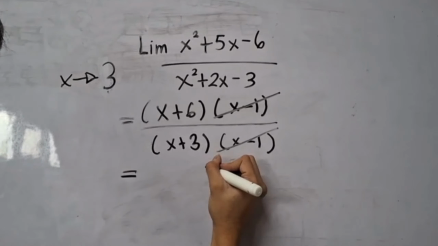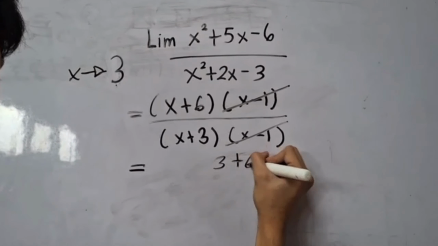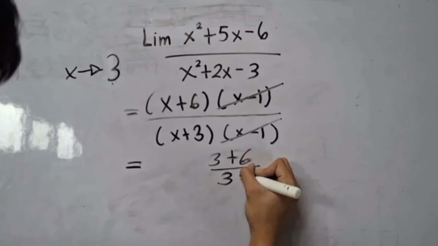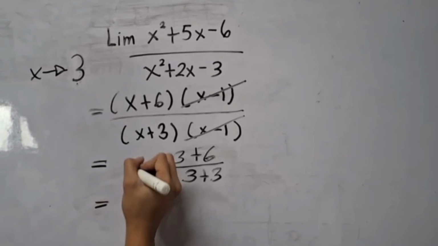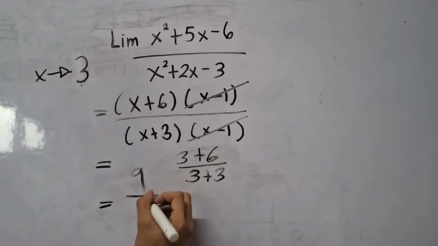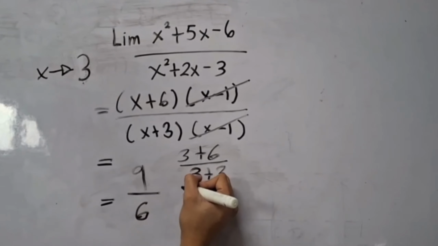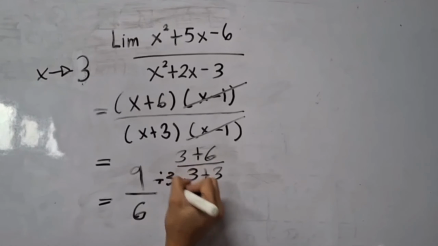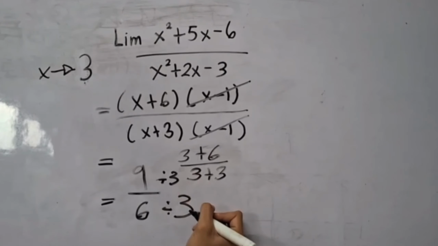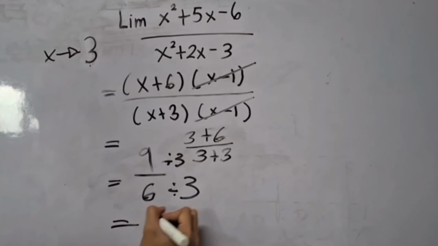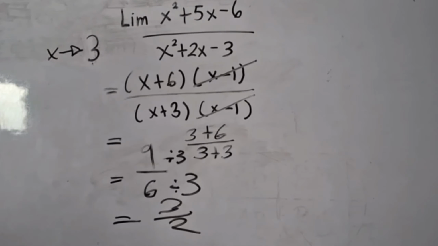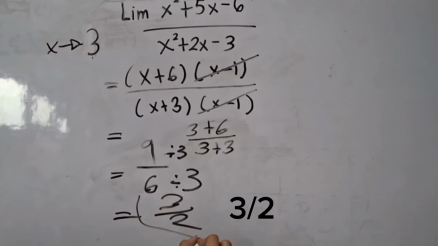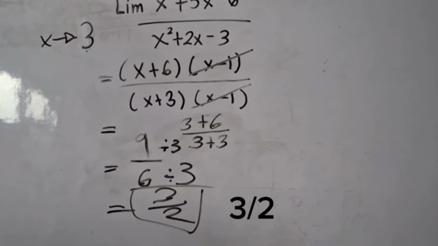Notice that both the numerator and denominator have x minus 1, so we cancel it out. And now, let's substitute x equals 3 into the simplified expression. And this is our final answer. And that, my friends, is how we factor and substitute in limits.